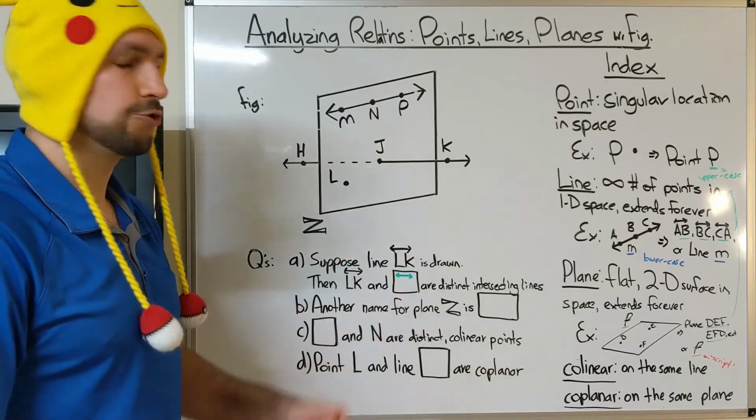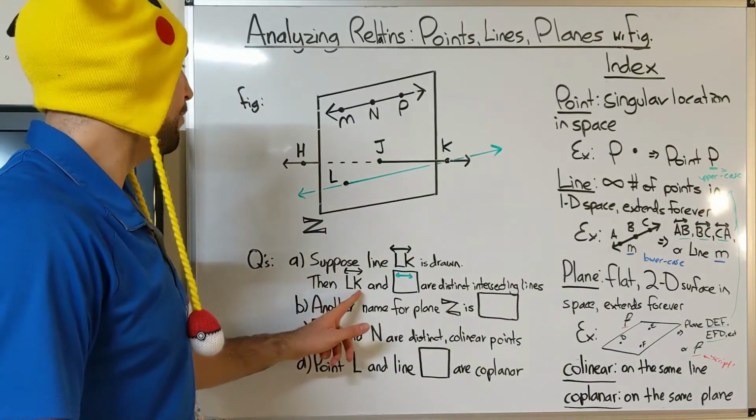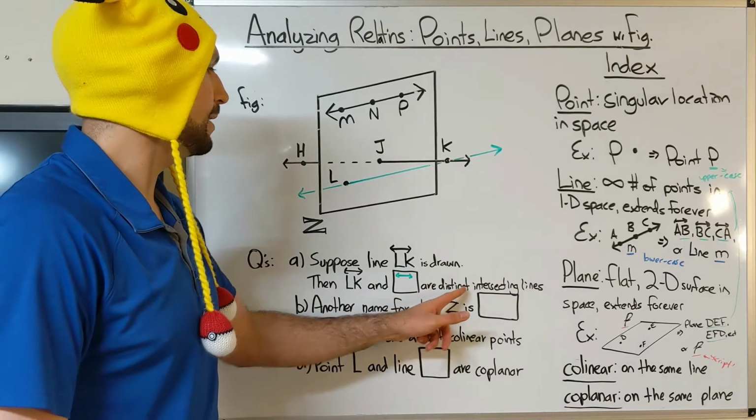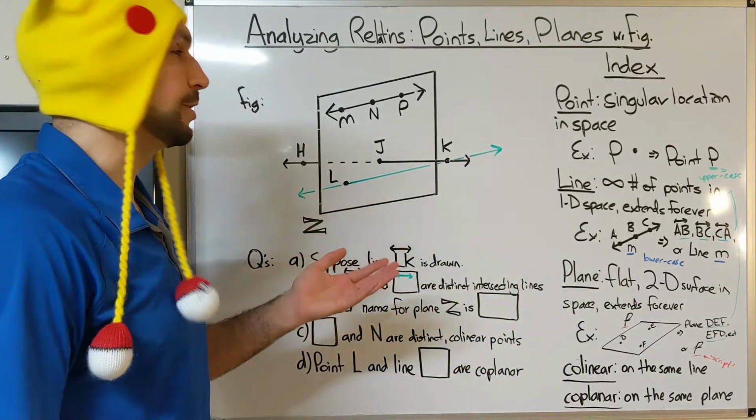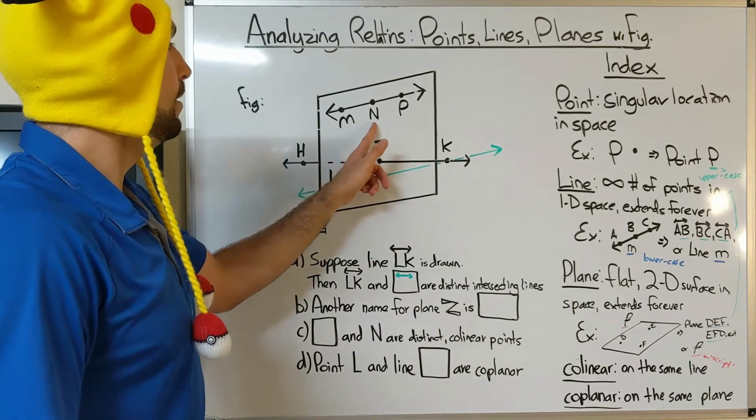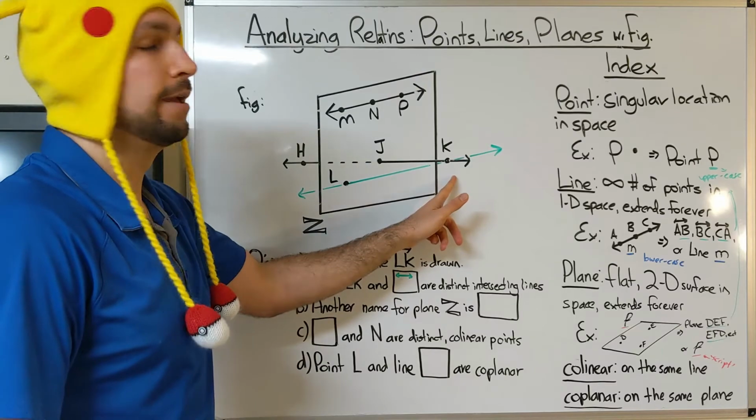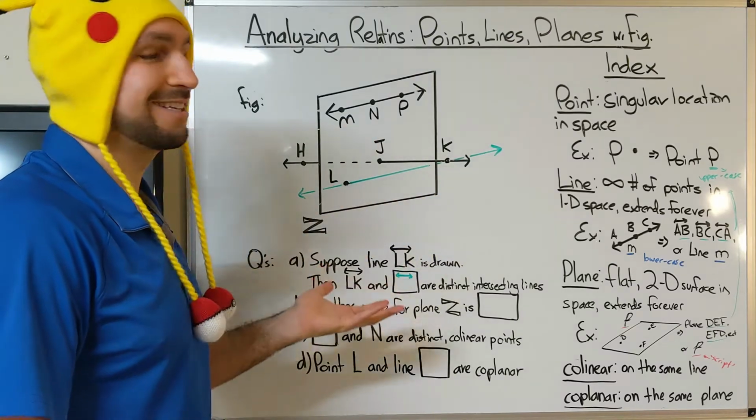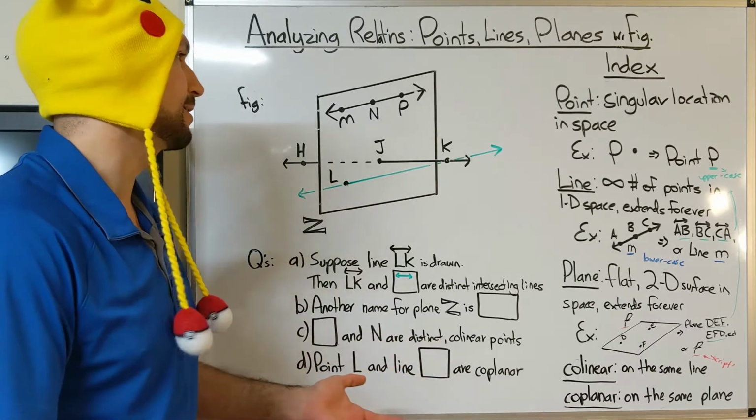Suppose line LK is drawn. Well, let's draw line LK. Now it asks me, line LK and some other line are distinct intersecting lines. Now, there's one line I see that I don't want to use. MN, this line up here, looks like it's almost parallel to LK. So I wouldn't want to list that as a line that intersects because I don't see it intersecting, and it could be the case that they never intersect.